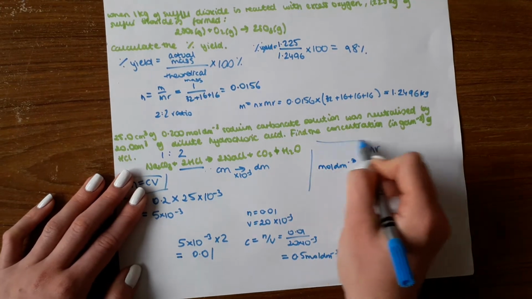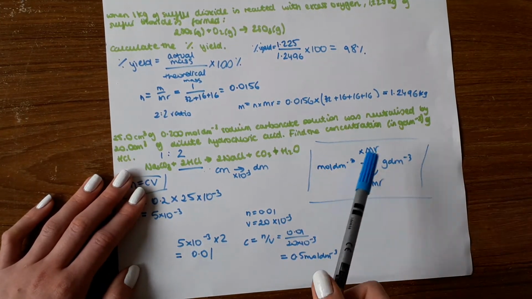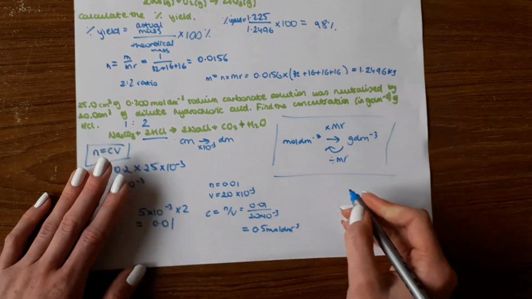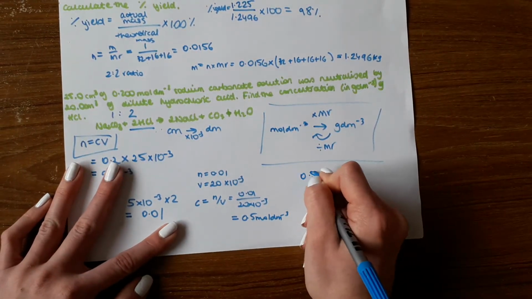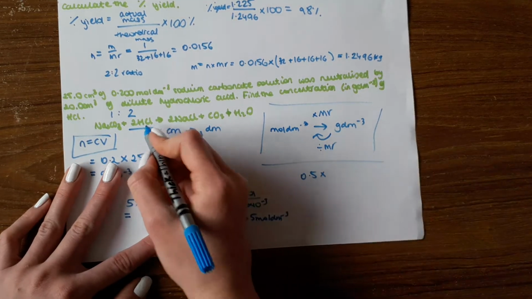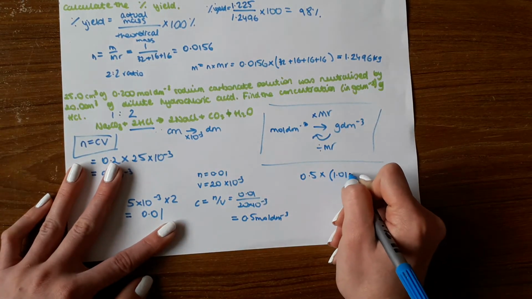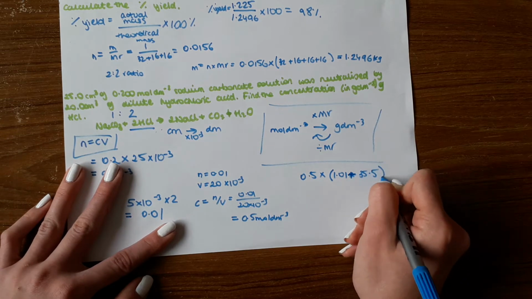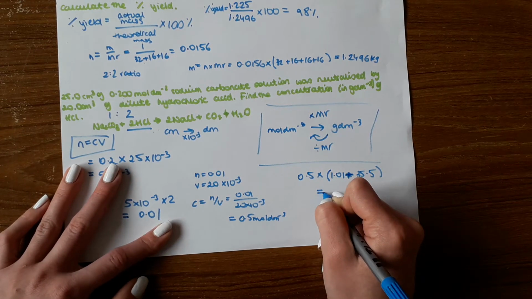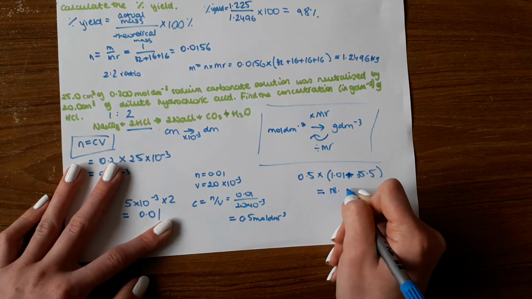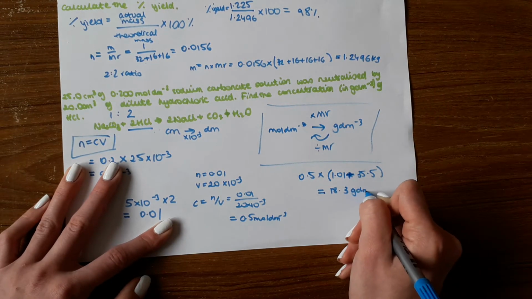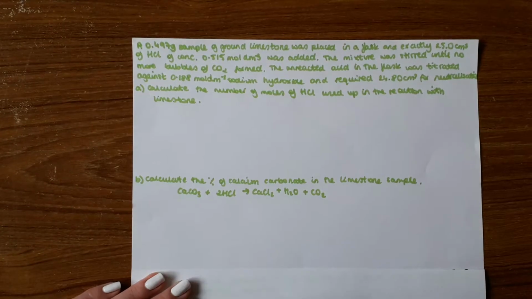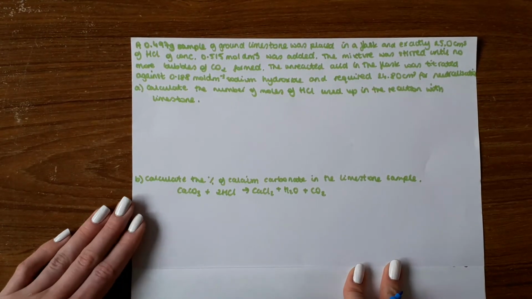You don't get this in the data booklet, so this you've got to remember. So our concentration, we have to times by the Mr of HCl, which is 1.01 plus 35.5. And this gives you 18.3 grams decimeters minus 3 as your answer. Next question, it seems like a big question again.